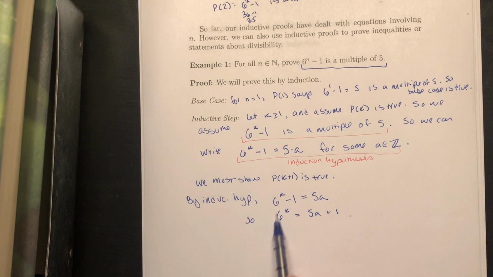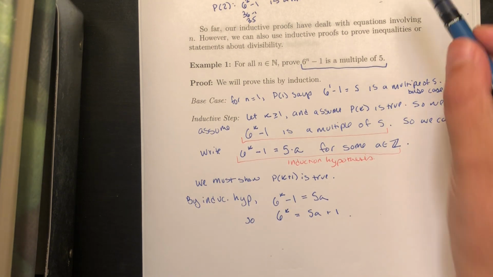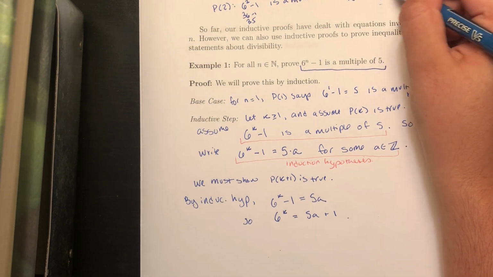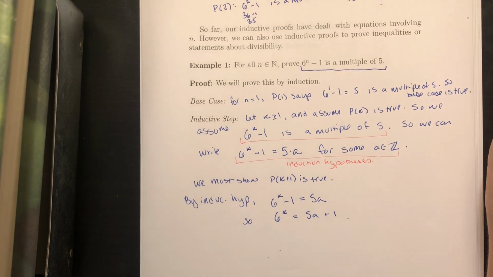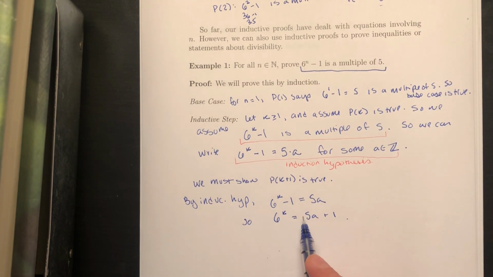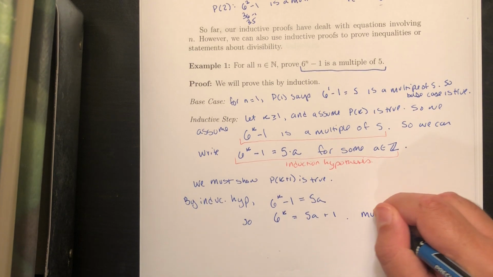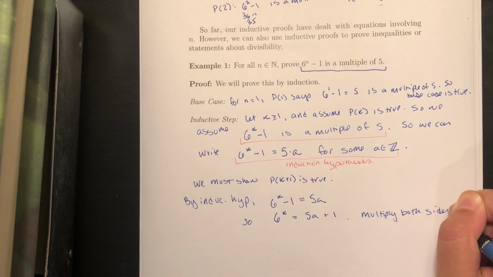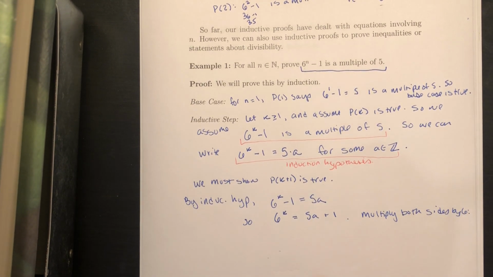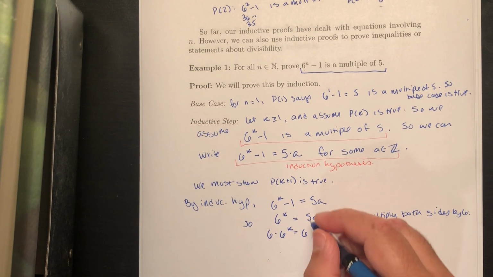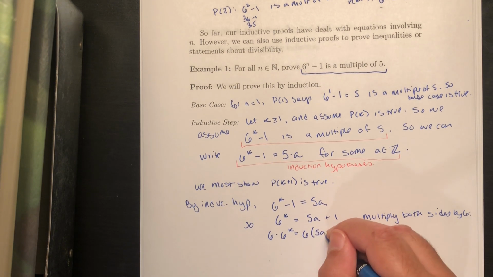All right, now why did I do this? Because now that I have 6 to the k by itself, I'm able to multiply both sides of the equation by 6, and that's going to get me 6 to the k plus 1 power. If I multiply 6 to the k by one more copy of 6, 6 to the k times 6 to the 1 would be 6 to the k plus 1. So multiplying both sides by 6, we get 6 times 6 to the k is equal to 6 times (5a plus 1).